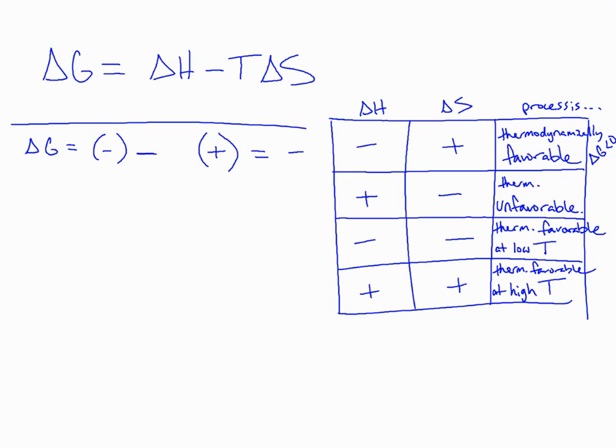So when things are thermodynamically favorable all the time, these were the conditions: releasing heat, becoming more disordered. But look at the second one, delta G. We have a positive here, minus a negative. This is going to end up being, no matter what, plus a positive, it's going to end up being positive.